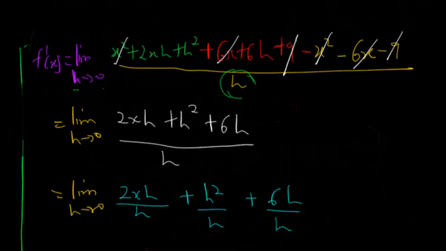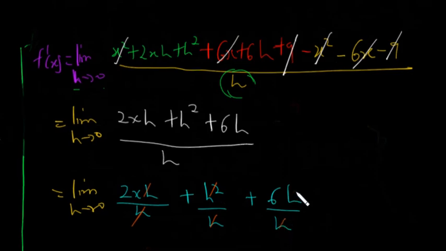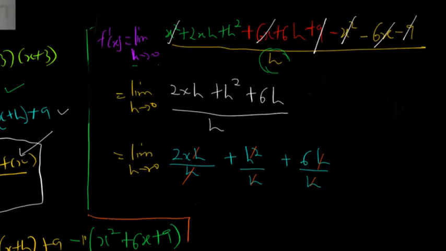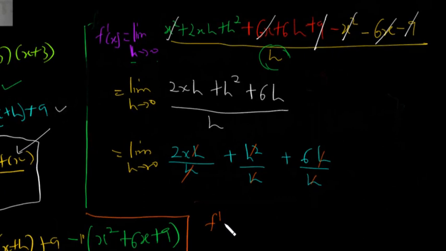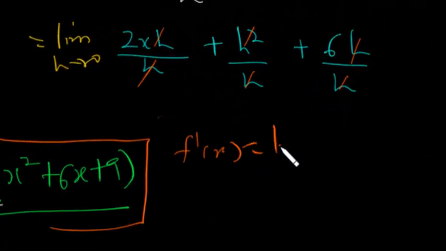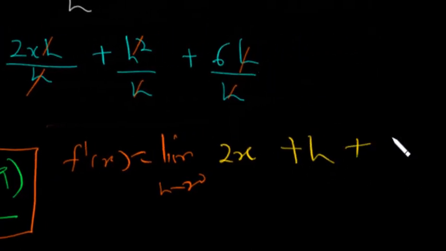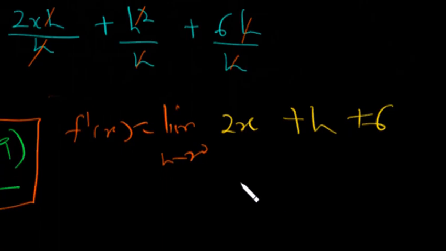All right, so from here the cancellation can go on. h will cancel h, one of the h's in h² will cancel, and h will cancel h. So in effect, we will have f prime of x equal to the limit as h goes to 0 of 2x plus h, and here there will be 0. So now we can find the limit because we don't have a denominator that will make the function undefined.